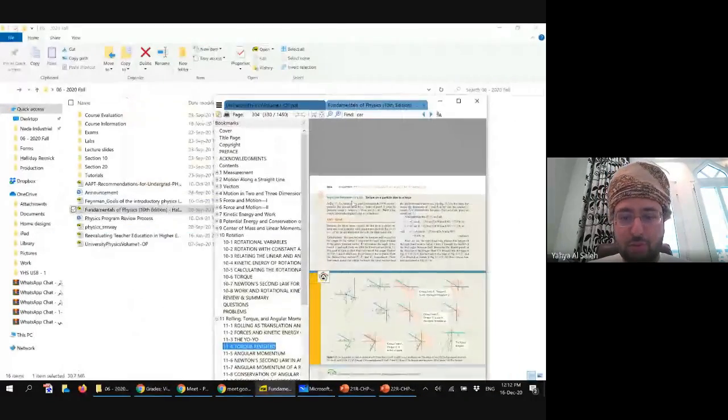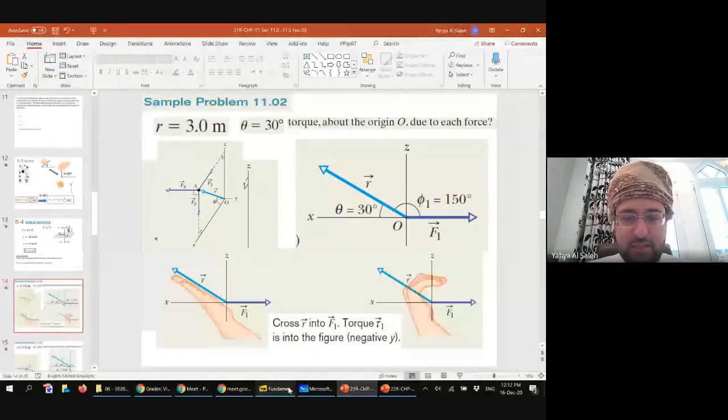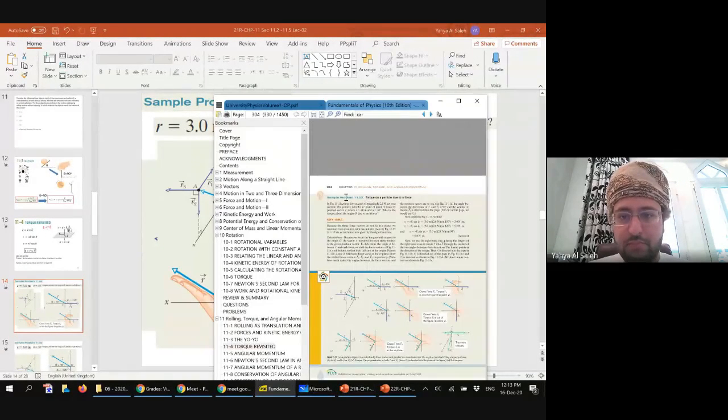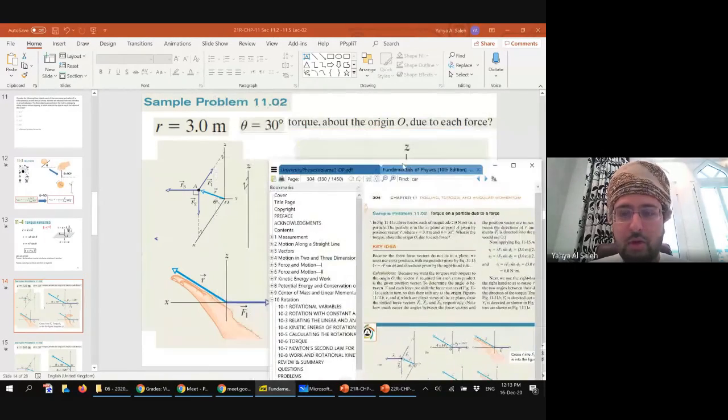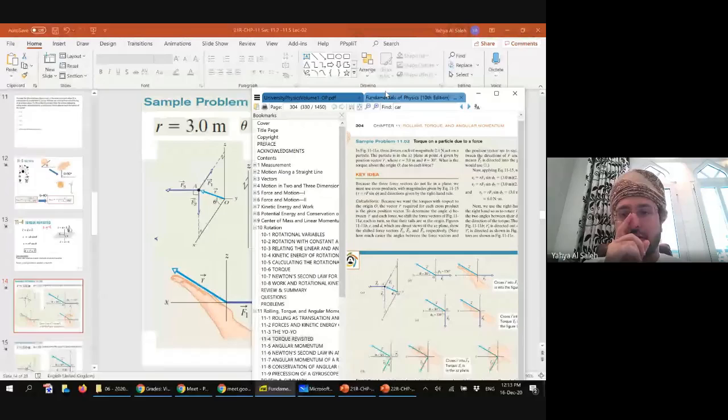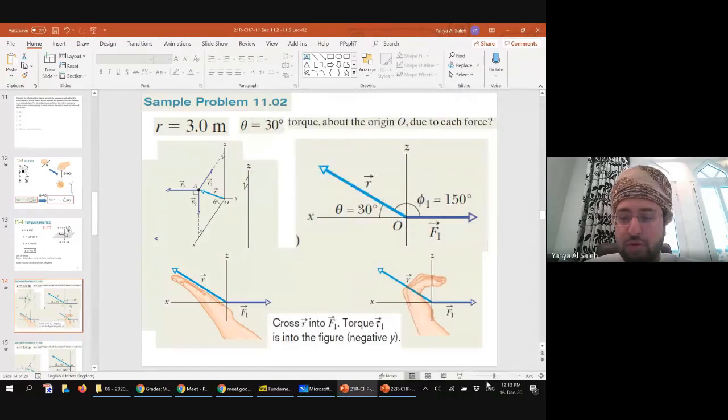We have three forces. Each one of them has a magnitude of 2 newtons, and they all act on one particle or on one object. We are given the positions of the particles, and we are given that the position vector is 3 meters and at 30 degrees from the origin. What is the torque about the origin due to each force?